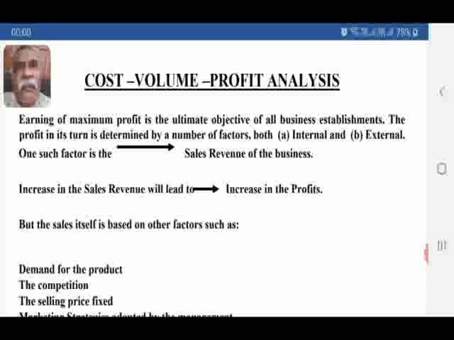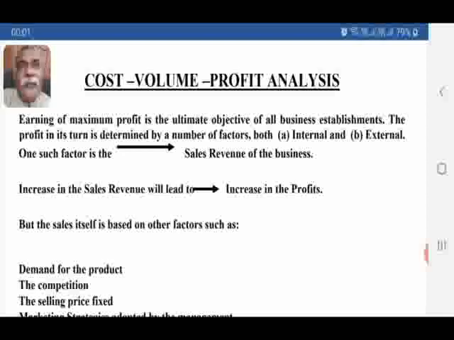Maximization of profit is now an outdated concept. Nowadays, the recent concept is maximization of shareholders' wealth. That is, one should think to distribute as much dividend as possible to the shareholders, as well as to increase the shareholders' wealth.